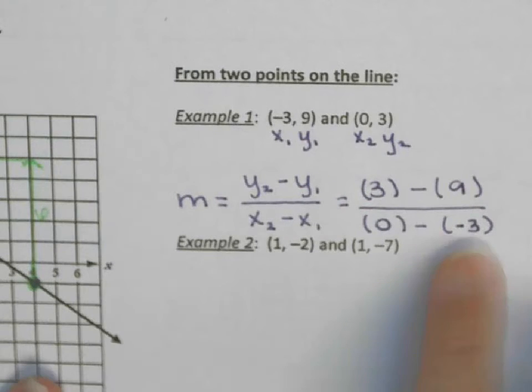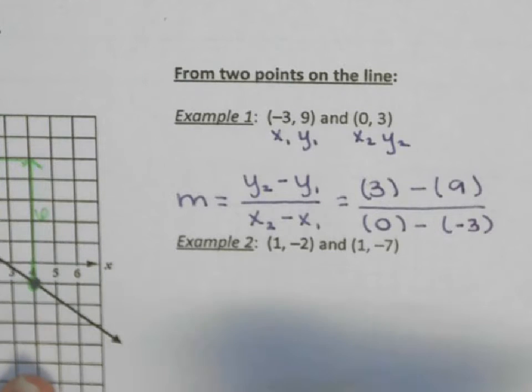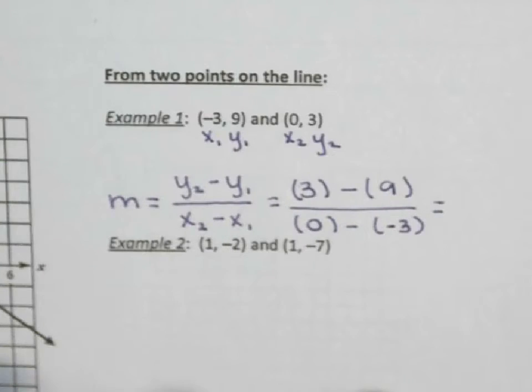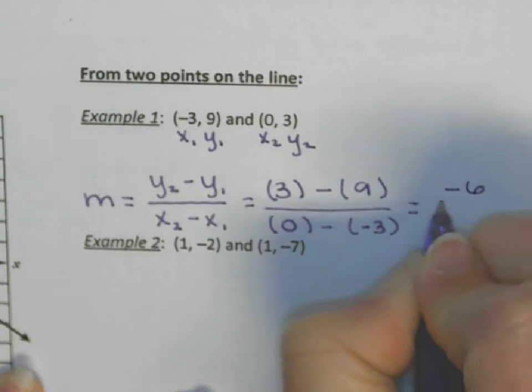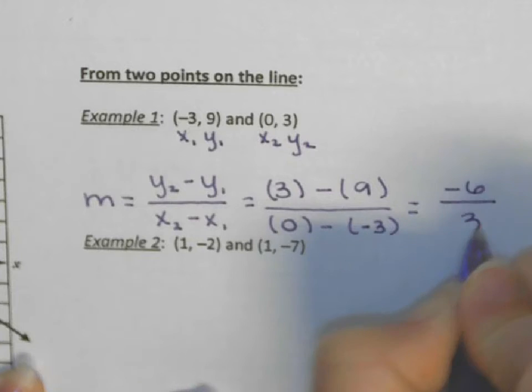Okay. The reason I like to put the parentheses there is because often people will forget that there is another negative there, and they'll see that subtraction sign and just write minus 3. And it doesn't turn into minus 3, because what happens when you subtract a negative? It becomes plus, right? Becomes addition. So on the top I have 3 minus 9, which is negative 6. On the bottom I have 0 plus 3, which is 3.